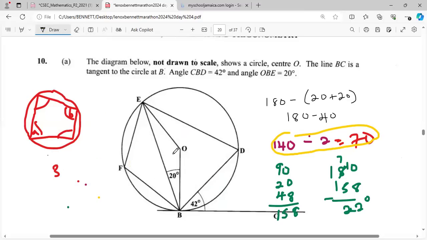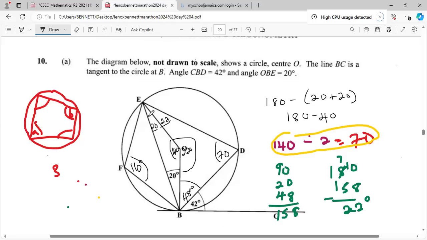Alright, so this was 140. This was 20. This works out to 70, which is half of that. This works out to 110. And this works out to 22. This works out to 48. You guys can double check if you made any error, but I think this is basically it. They didn't ask us for this, but this would have been 220.